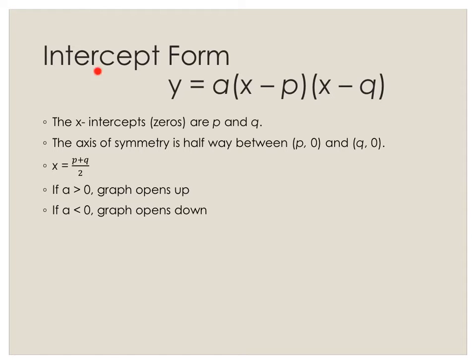Next, we have intercept form. Intercept form is y equals a times the quantity of x minus p times the quantity of x minus q. The x-intercepts are p and q. And we find our axis of symmetry by using the formula x equals p plus q divided by 2. And again, if a is positive, it opens up. If a is negative, the graph opens down.